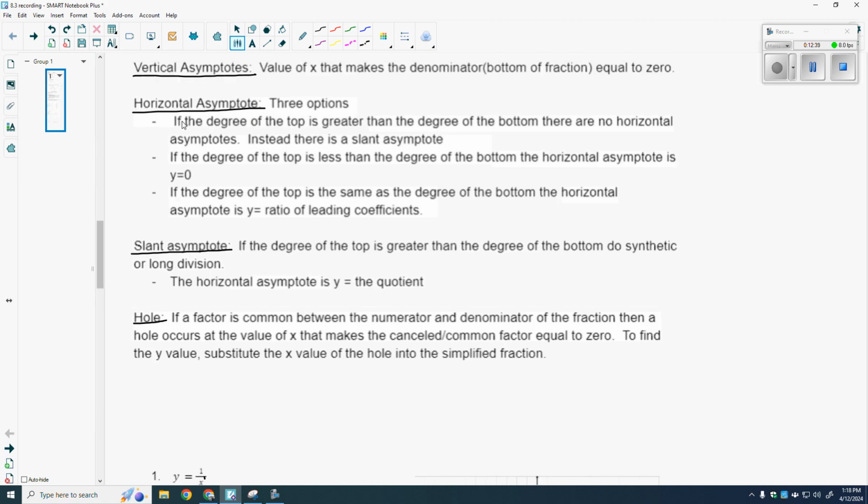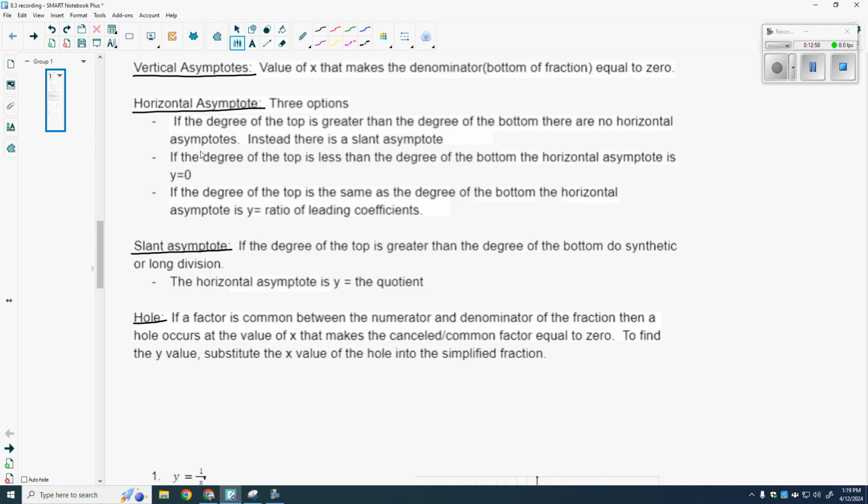Okay, so let me read through my options. If the degree of the top is greater, nope. If the degree of the bottom, nope. If the degree of the top is less, there we go. The bottom's bigger, which means the top's less. So here's what I'm looking at. If the degree of the top is less than the degree of the bottom, the horizontal asymptote is y equals 0.